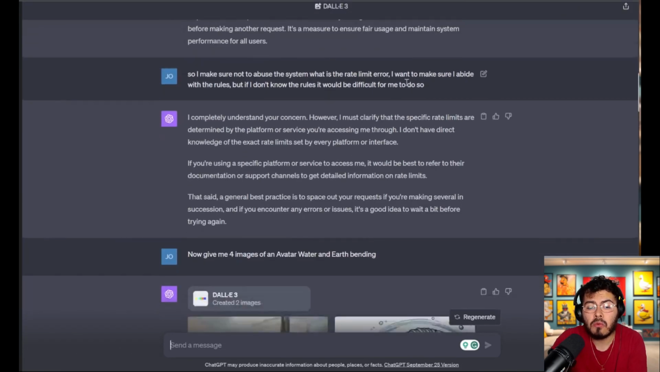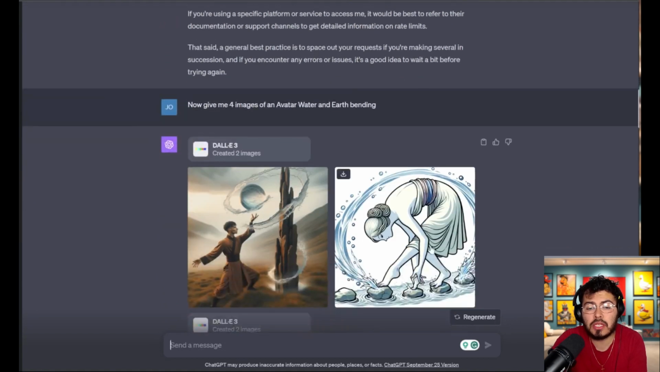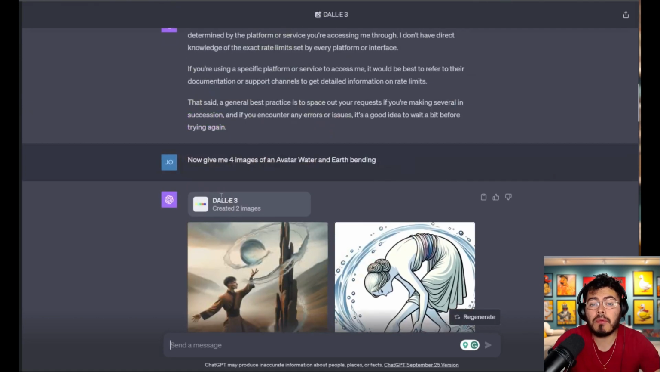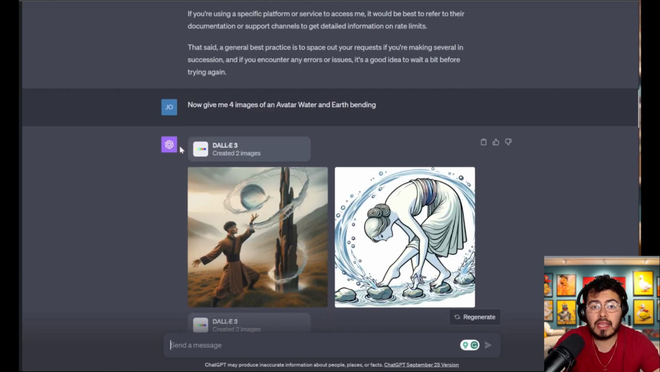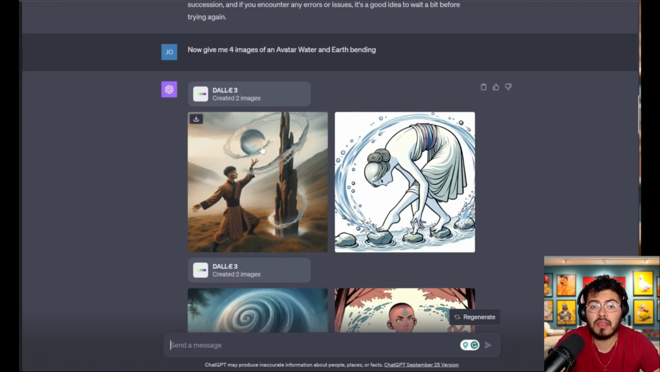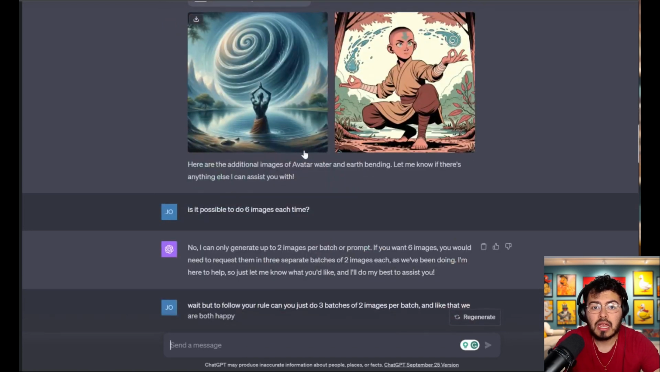So there is their image creation limit. They can only create two images per batch. But if you do what I'm about to do, you're also going to hit your image limit. And usually you have to wait a few minutes or some form of time limit before it resets. So now I say, hey, look, now give me four images of an avatar, water and earth bending. And now it's giving me four images.